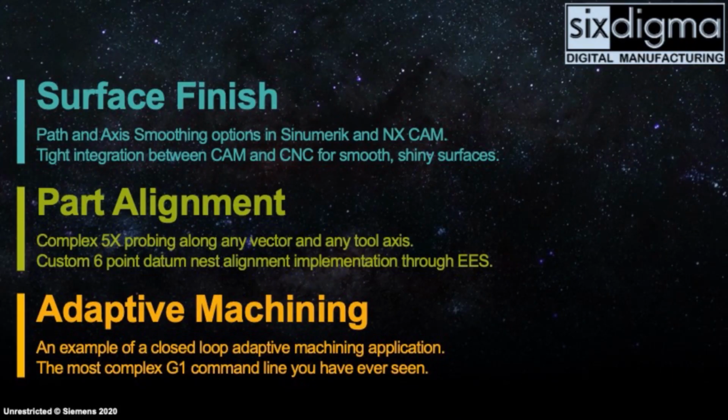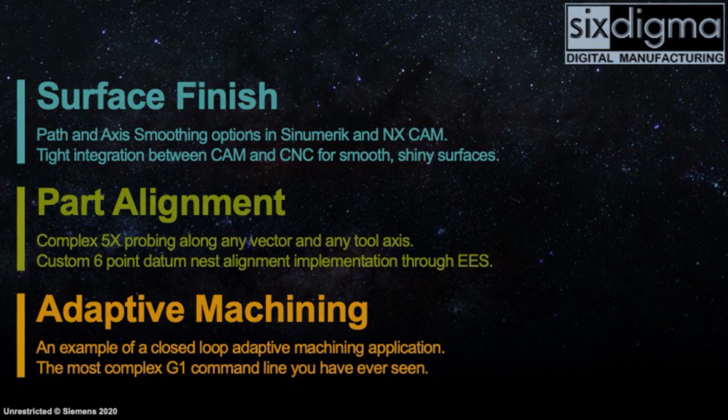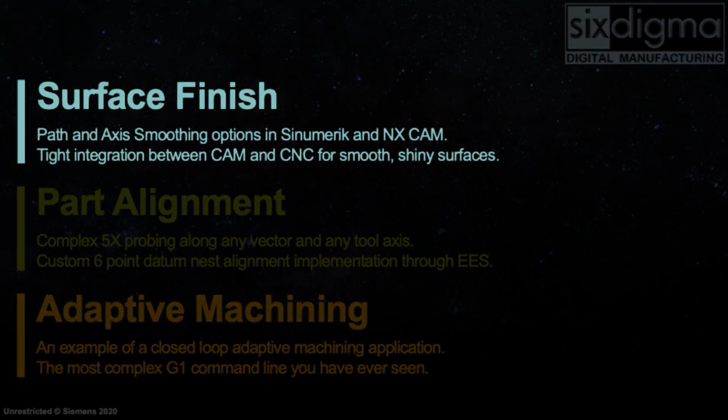Today, we are going to take a look at 3 different machining scenarios and how we are going to use CAD, CAM, and CNC systems and the integration of these 3 systems to solve those problems. In the first example, you will see how Sinumerik 840D's path and axis smoothing options, along with toolpath options from NX CAM, produce smooth and accurate surface finish.